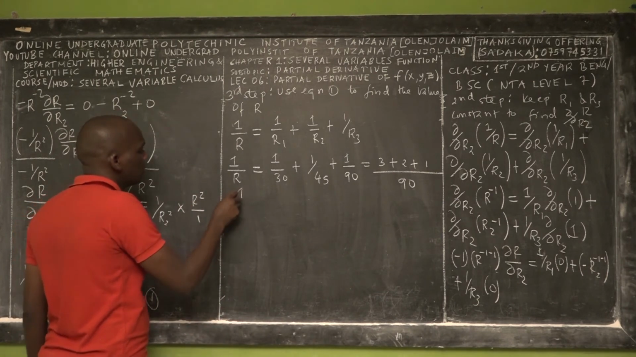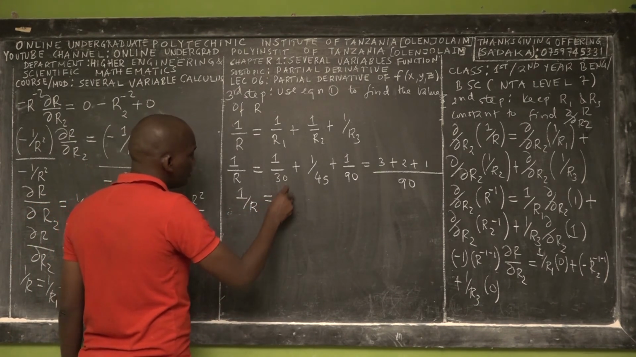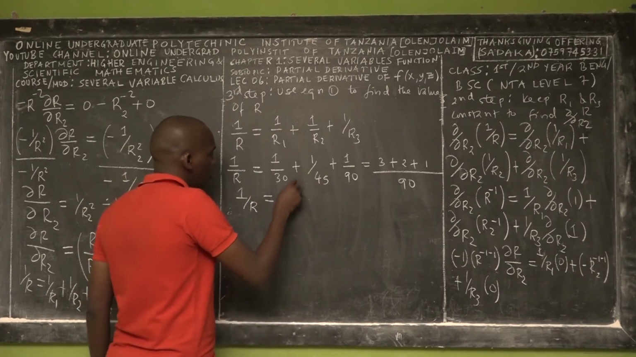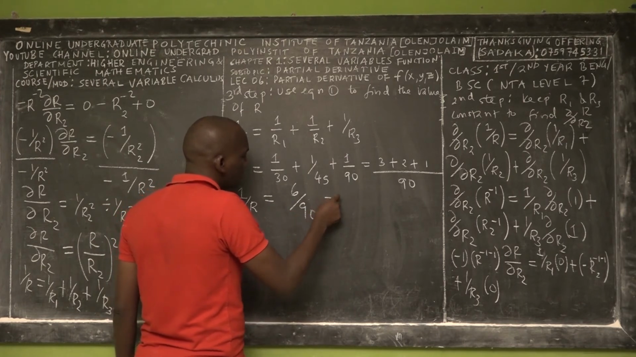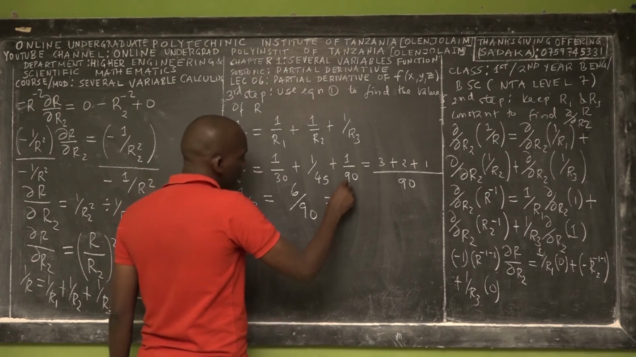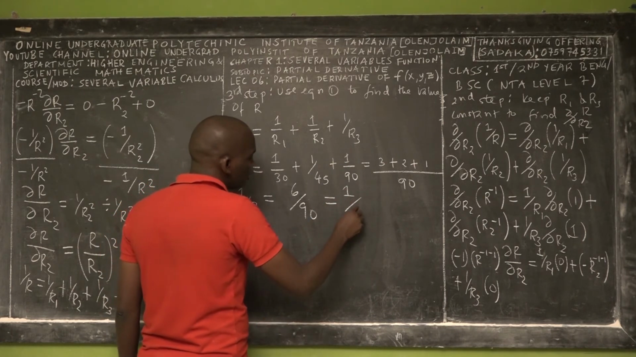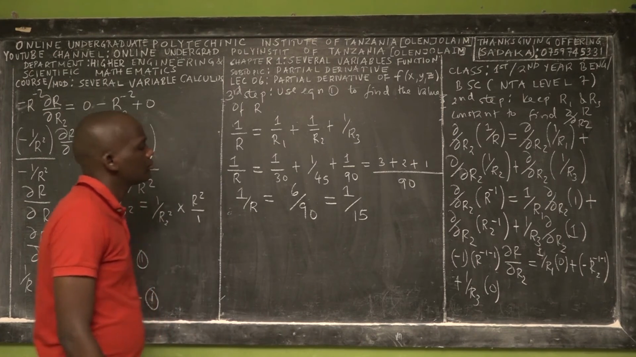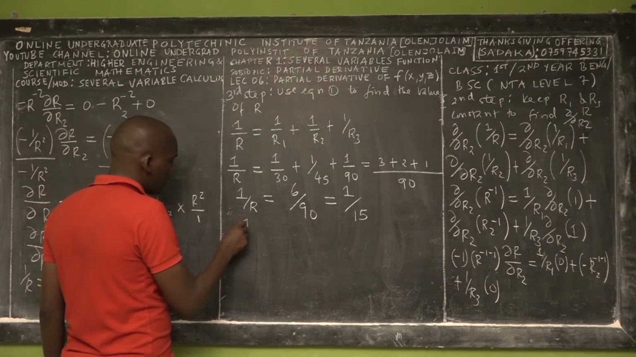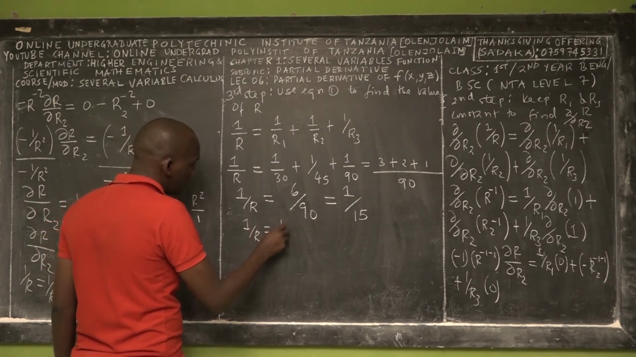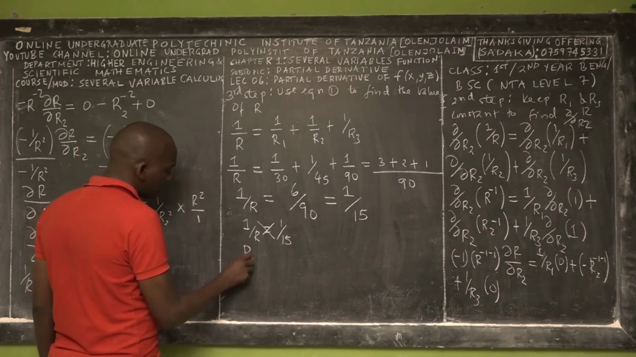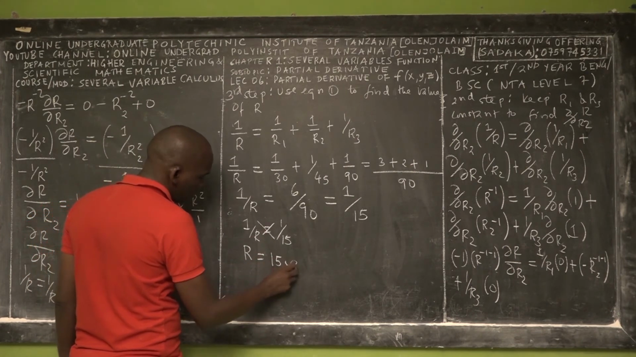So 1 over R is equal to 6 over 90. If you simplify by 6, you get 1 over 15, because 15 times 6 is equal to 90. So you have 1 over R equals 1 over 15. By cross multiplication, R is equal to 15 ohms.